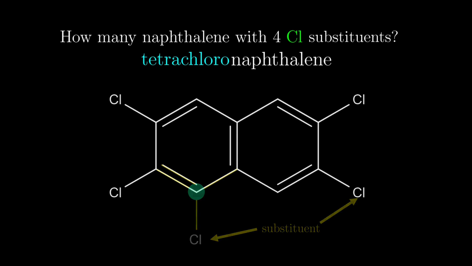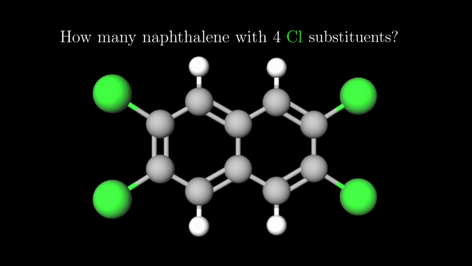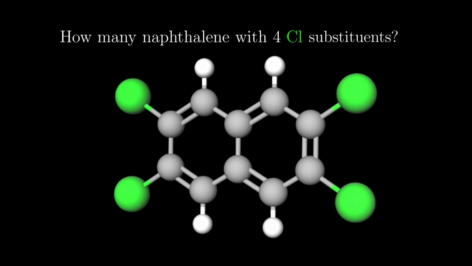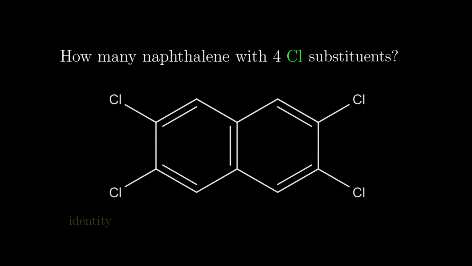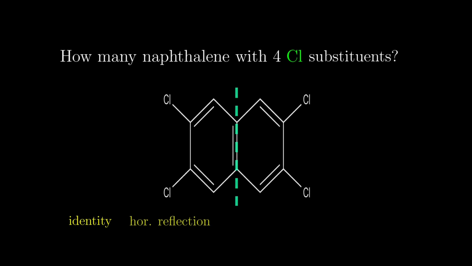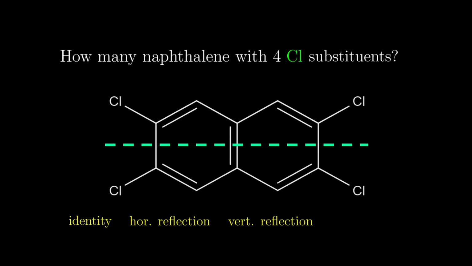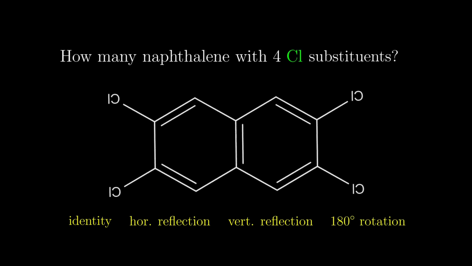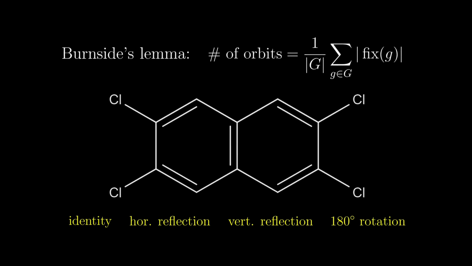There are altogether 8 places for the chlorine substituents, and we choose 4 of them. You are right to think that the 3D structure might affect how we consider symmetries, but don't worry, because luckily all the atoms are on the same plane for this molecule. With this in mind, there are 4 symmetries that we need to consider, including the identity, a reflection along the vertical axis, a reflection along the horizontal axis, and a combination of the two, which is a rotation by 180 degrees. We now use Burnside's lemma to actually compute the number of naphthalene with 4 chlorine substituents.